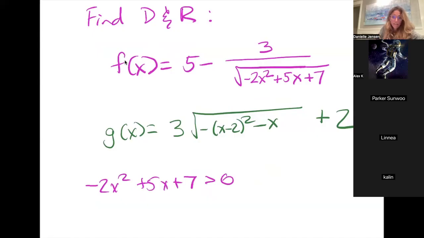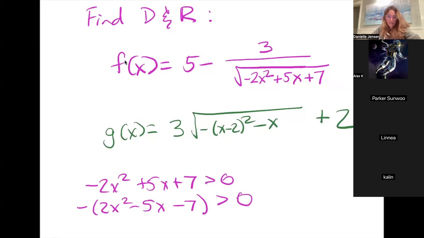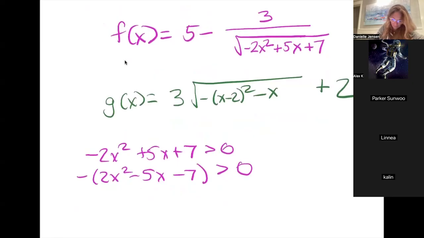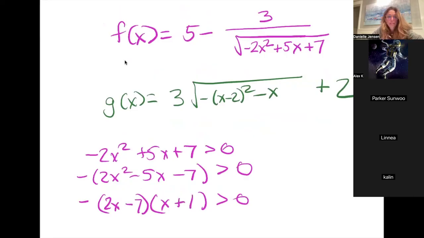I'll be honest, I always try to factor first, and I hate factoring if there's a negative in front of the leading term. So I'll take out the negative to see if I can then factor. And what do we think? Was this factorable? Yeah, I tried to make these so that they were factorable. So 2x and x, and then 7 and 1. So I wanted it negative 7 plus 2. Okay, so it looks like it equals 0 at negative 1 and 7/2.